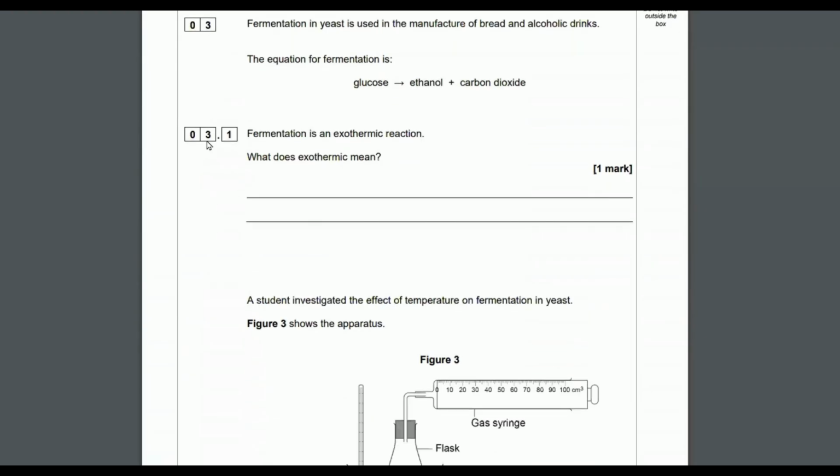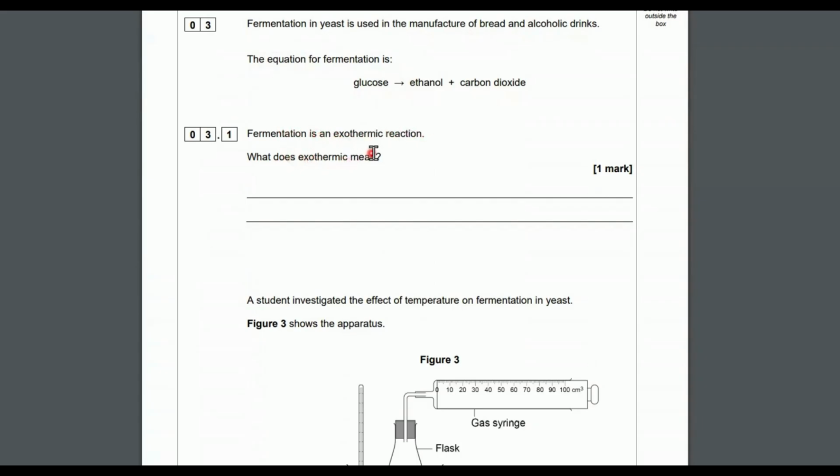Now we're on to question three, and question three runs like this. Fermentation in yeast is used in the manufacture of bread and alcoholic drinks. The equation for fermentation is glucose goes to ethanol and carbon dioxide. Fermentation is an exothermic reaction.